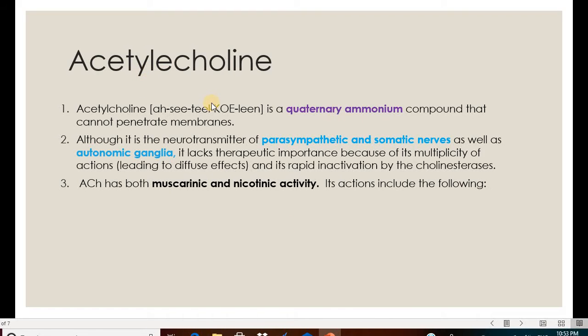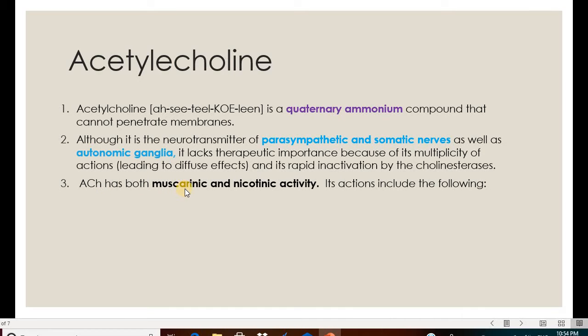So here is acetylcholine. Acetylcholine is a quaternary ammonium compound, as we already saw in the diagram, that cannot penetrate membranes, although it is the neurotransmitter of the parasympathetic and somatic nerves as well as autonomic ganglia. It lacks therapeutic importance because of its multiplicity of actions leading to diffuse effects and its rapid inactivation by the cholinesterases. The important point is that acetylcholine is a parasympathetic drug, but its therapeutic importance is less because of its multiple actions, and it is inactivated by the presence of the cholinesterase enzyme.